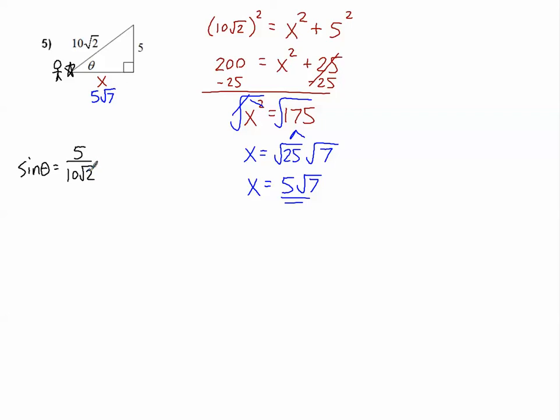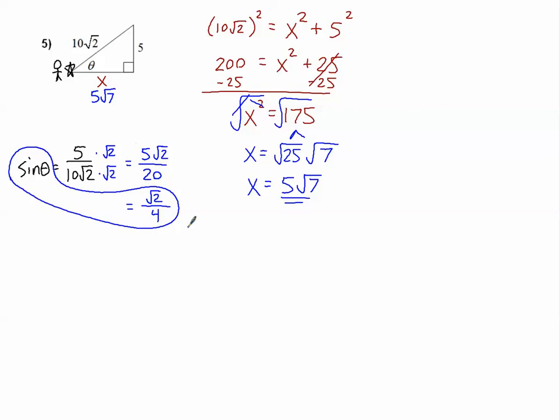The square root of 2 needs to not be in the denominator. So if I need to multiply by square root of 2 to the denominator, I also need to multiply to the numerator. So let's see what happens here. 5 times the square root of 2, of course, is just 5 square root of 2. Square root of 2 times square root of 2 becomes 2, and 10 times that 2 becomes 20. And now I can reduce my fraction. 5/20 becomes 1/4, so the square root of 2 times 1, and 4 is down in the bottom. So our sine is the square root of 2 over 4. This is the simplified version.